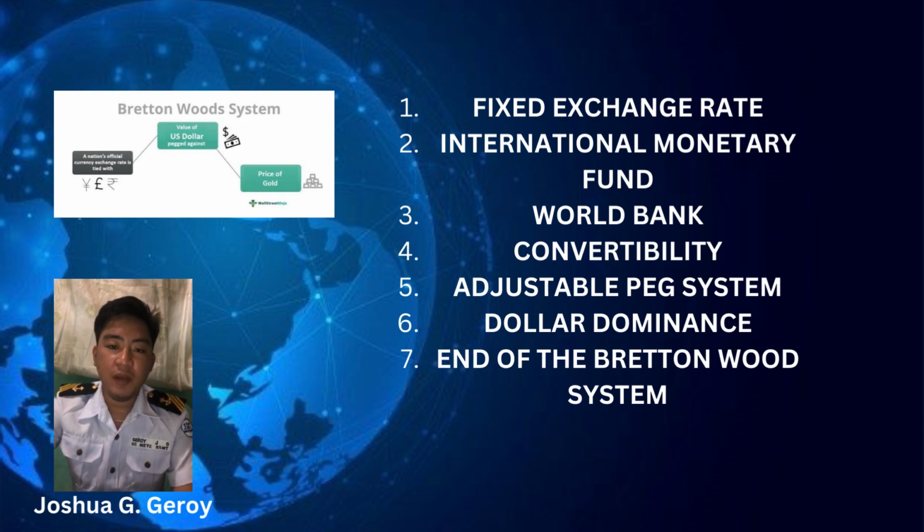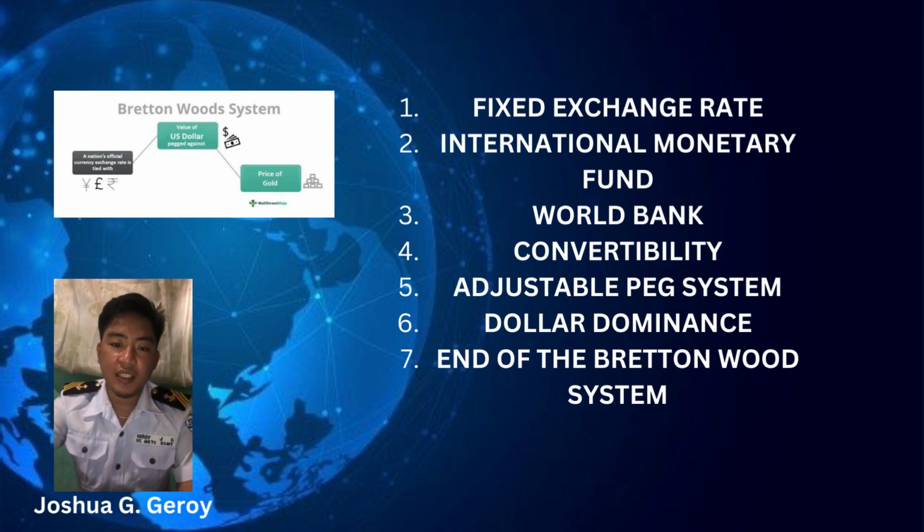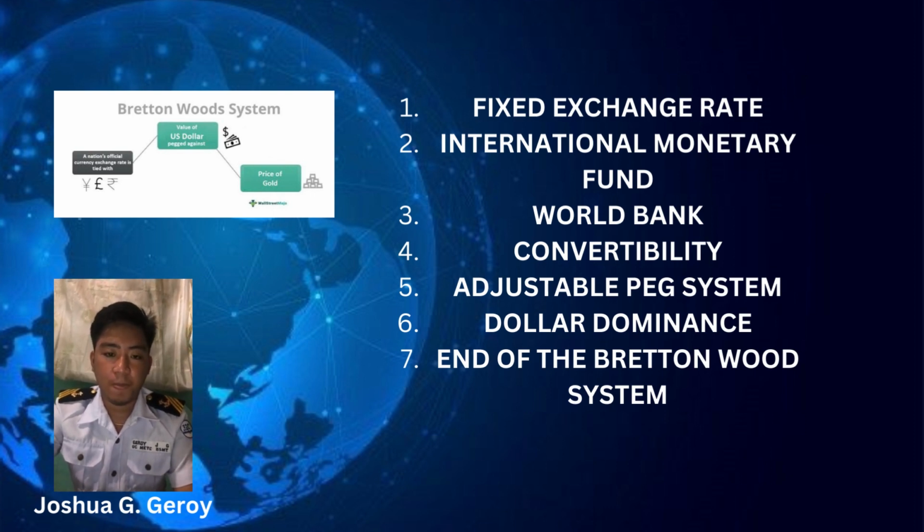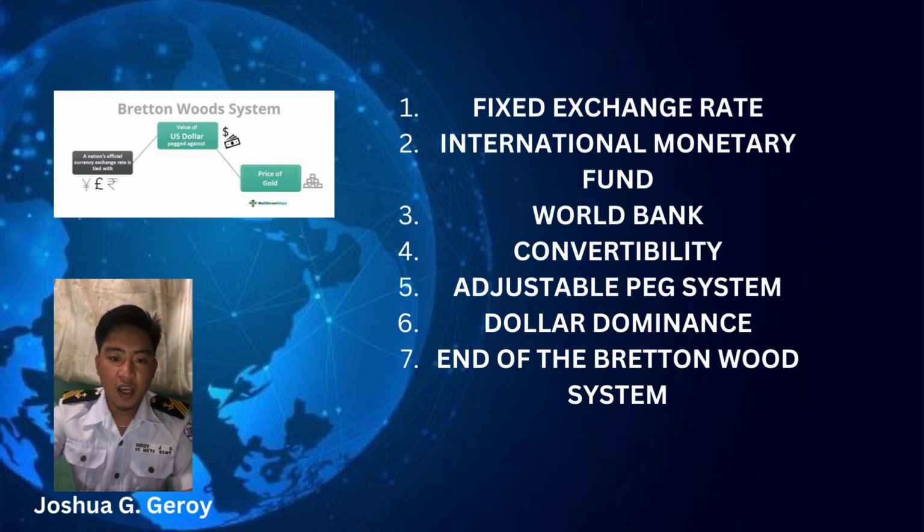Fourth, we have the convertibility. The Bretton Woods system allowed member countries to convert their currencies into USD at the fixed exchange rate. This convertibility gave confidence to international trade and financial transactions. Fifth, we have the adjustable peg system. While exchange rates were fixed, the system allowed countries to adjust their exchange rate if they faced persistent trade imbalances. These adjustments were intended to be temporary and limited to avoid competitive devaluations.